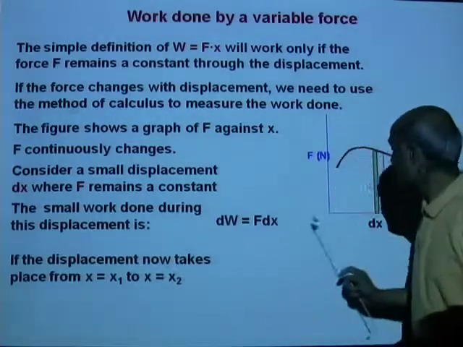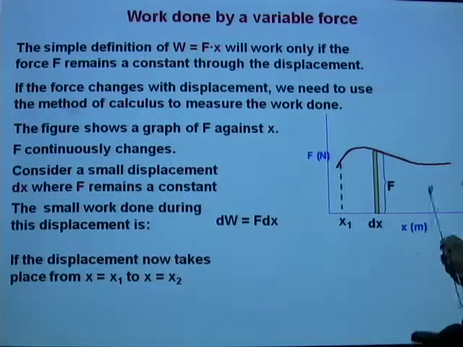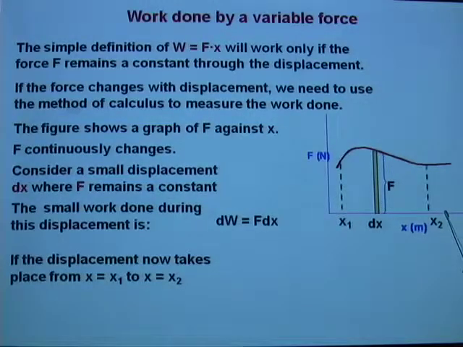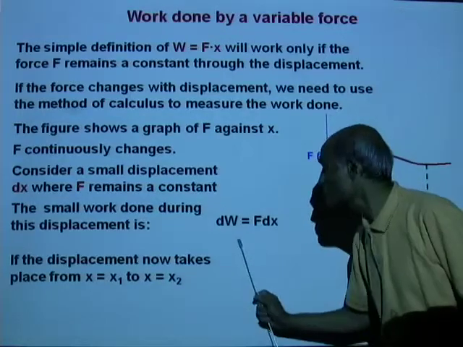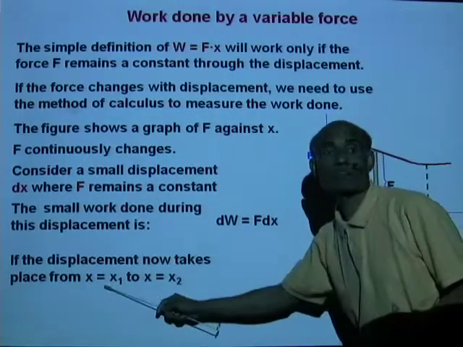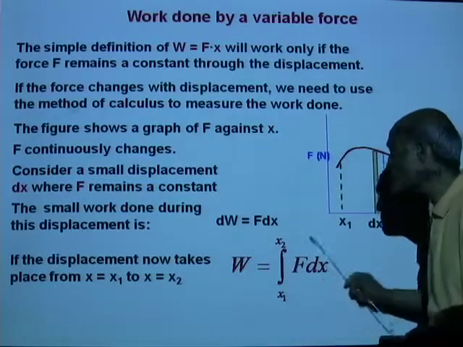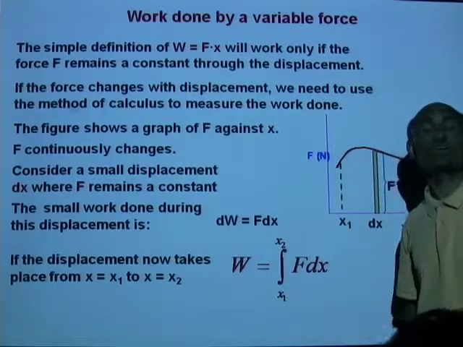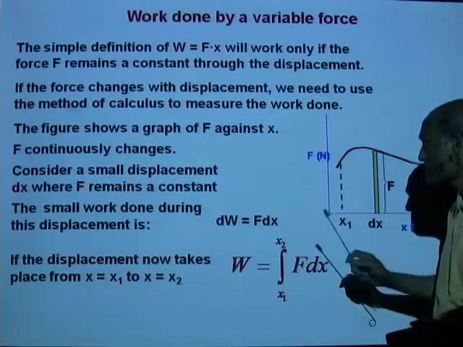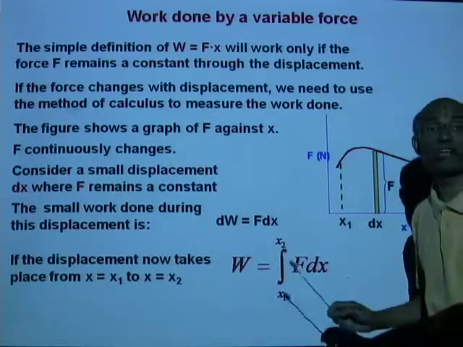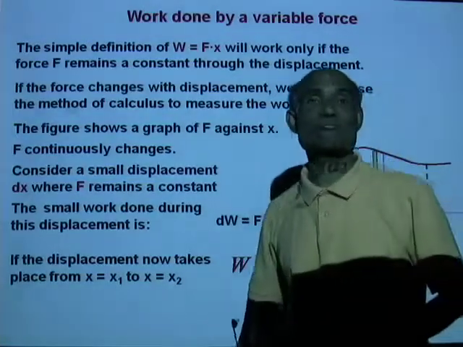Now, if the displacement takes place from x equals x1 to x equals x2, all we need to do is integrate this dW from x1 to x2 to get the total work done. So we say W equals the integral from x1 to x2 of F dx. And we will be able to calculate the total work done that way.